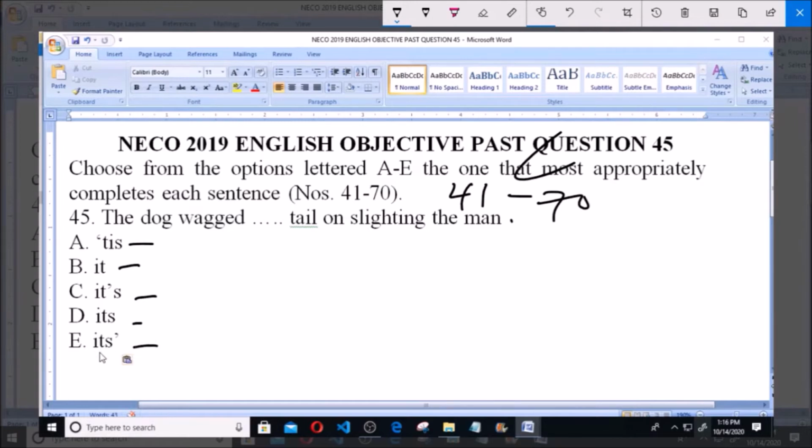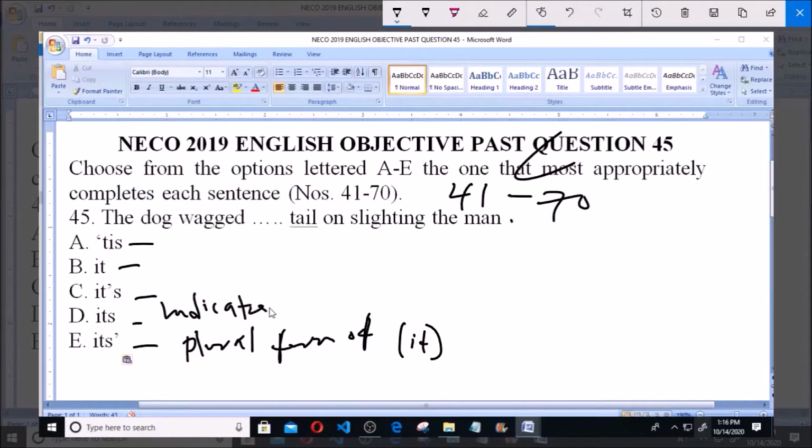So the it's with apostrophe in option E is in plural form. The plural form of the determiner it. Then the it in option D indicates possessive, that is, it is a possessive pronoun.